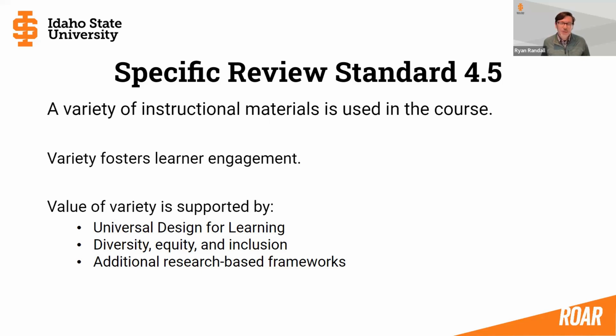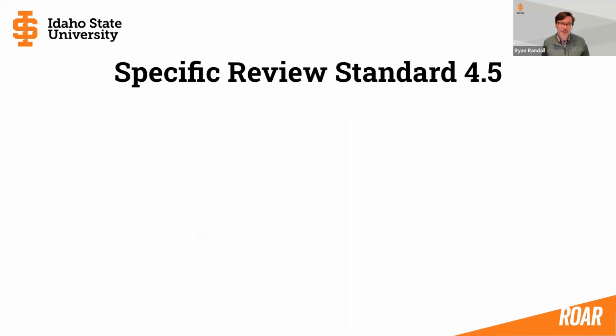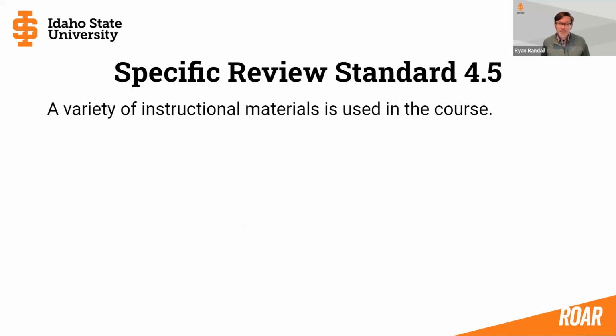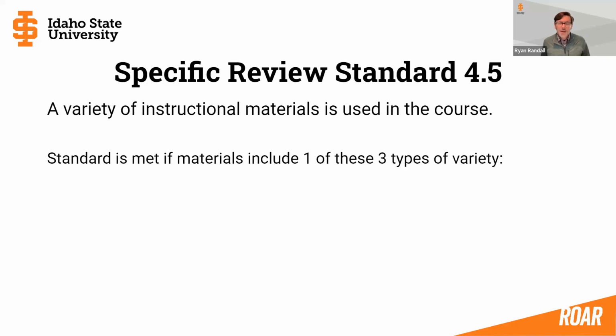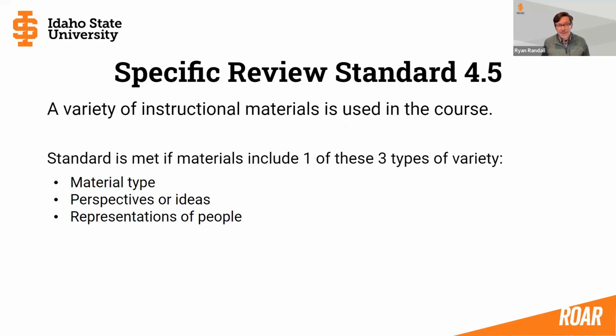these ways. So let's think a little bit more about what variety consists of for this particular specific review standard. So what it means to have a variety of instructional materials in your course. The standard is met if the materials include one of three different types of variety. The first is the material type. The second is perspectives or ideas. And the third is representations of people. I'll give examples of each of these now.